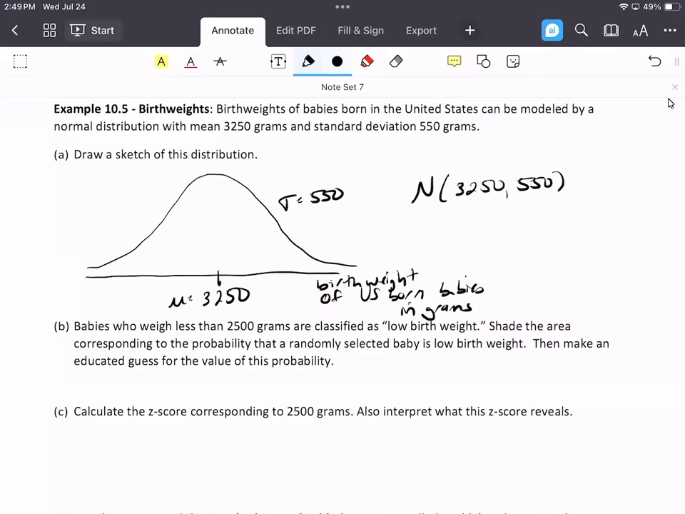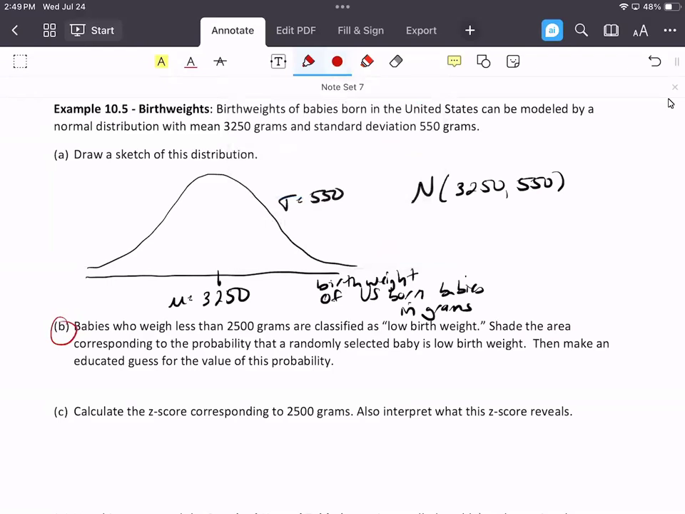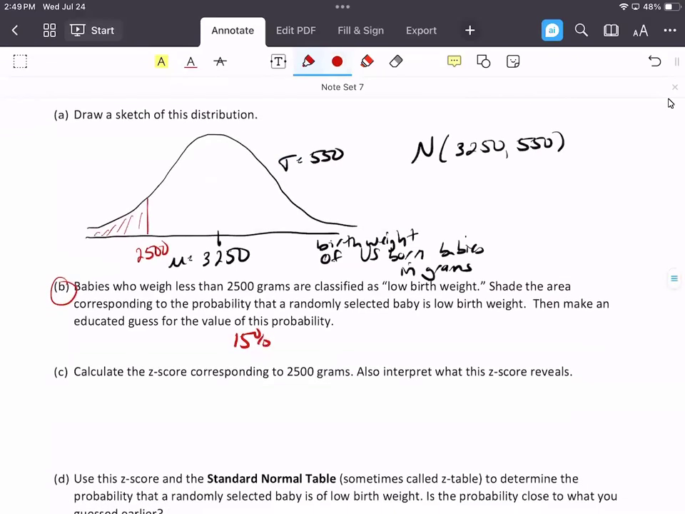Now, babies who weigh less than 2,500 grams are classified as low birth weight. Shade the area corresponding to the probability that a randomly selected baby is low birth weight and make an educated guess of this probability. So I will do this in red so you can see that. I know it's going to be down somewhere. I don't know exactly what, but I'm just going to draw it here. And I'm interested in what this probability is. And I'm going to guess, I don't know, 15%. Whatever you guessed is fine. I just guessed 15.